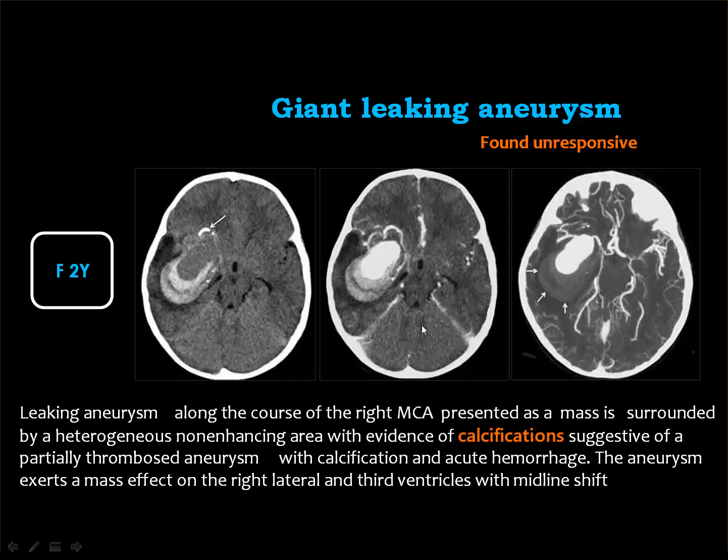On the contrast enhanced scans, you get enhancement of the patent lumen, and this is the patent lumen, and this is the leak of the aneurysm in the perianeurysmal area. And also seen in the CT angiography, the patent lumen is enhancing while the perianeurysmal leak is not enhancing. This is bleeding.